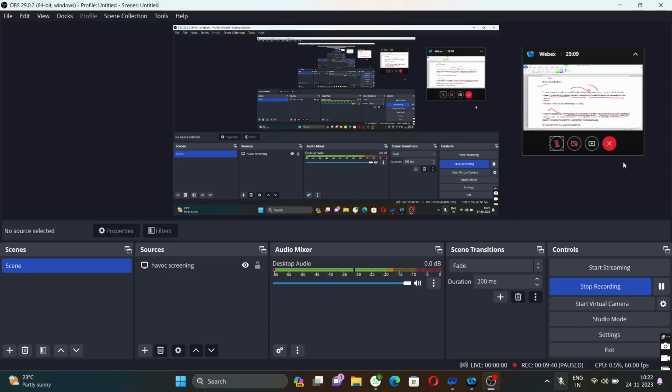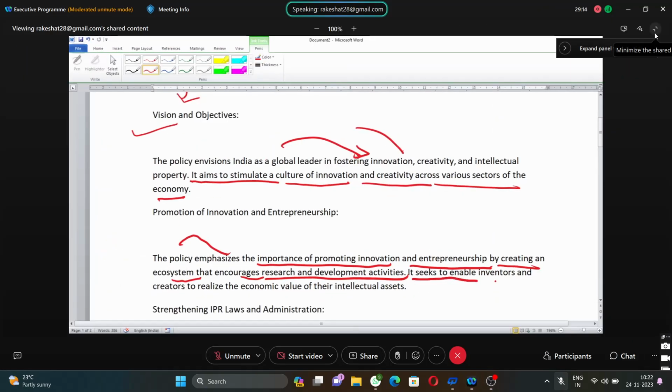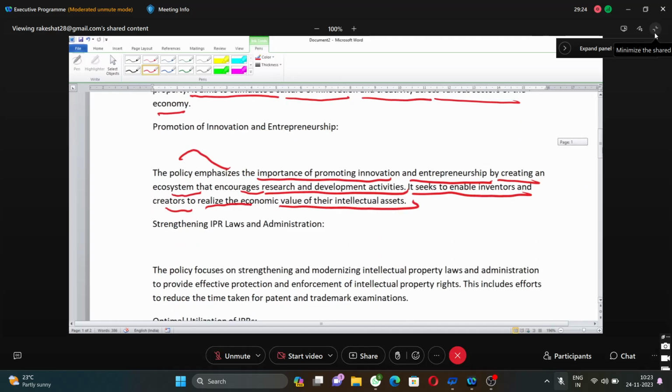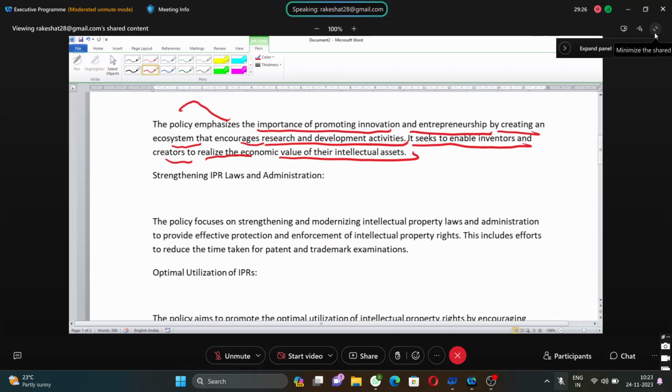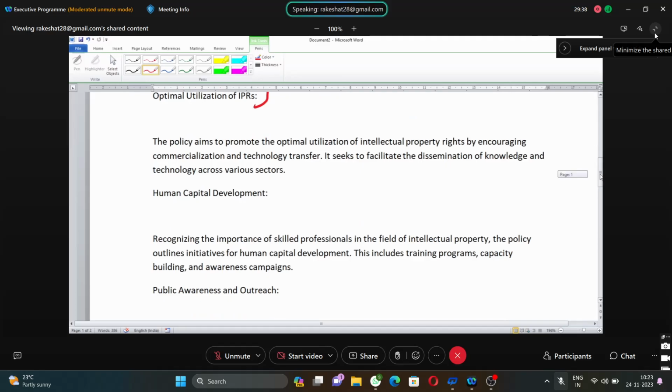It normally encourages research and development activities. It seeks to enable inventors and creators to realize the economic value of their intellectual property. Now, if you check, it talks about how you are going to strengthen the IPR, so just note down those headings, because the question will come for 4 to 5 marks. They are not going to ask about the whole policy. The whole policy is a lengthy document, so we have to cover some simple, normal topics.